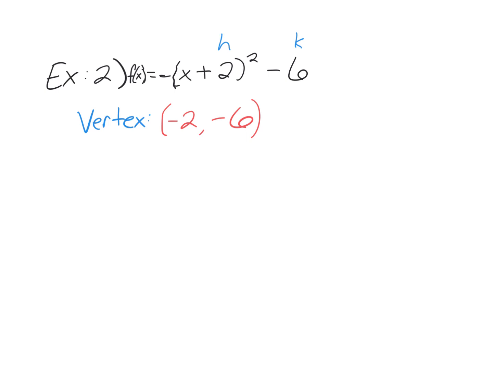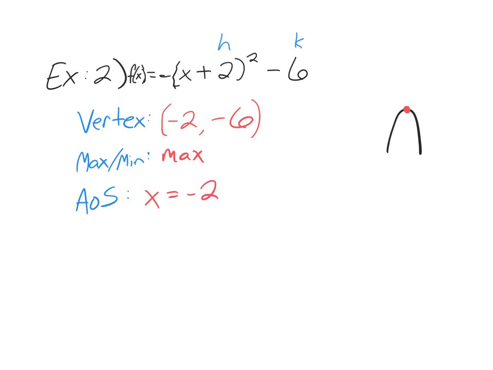Okay, what's after vertex? Max and min. We need to draw a picture. Is my graph opening up or down? Down. Down because of that negative there, yep. So do I have a max or a min? Max. Maximum. Okay, what's after max and min? AOS. How do I always answer AOS? X equals. What's my x value? Negative 2.